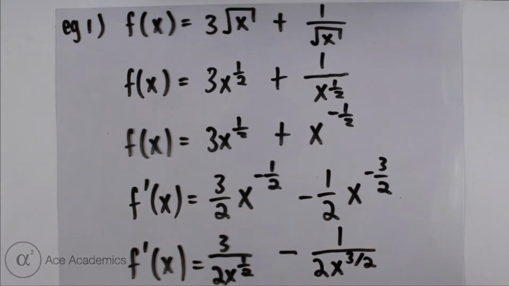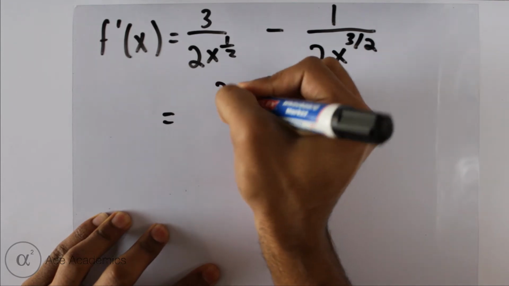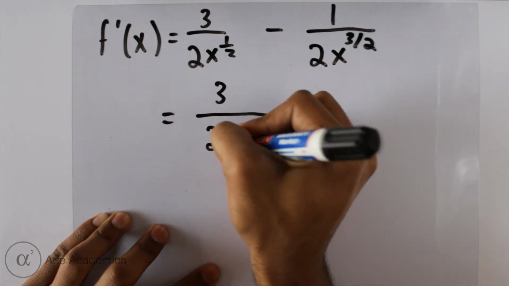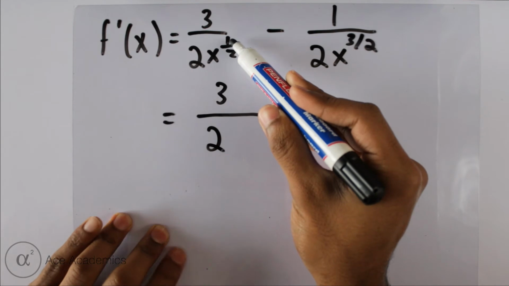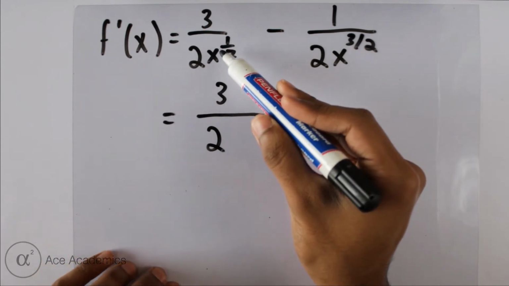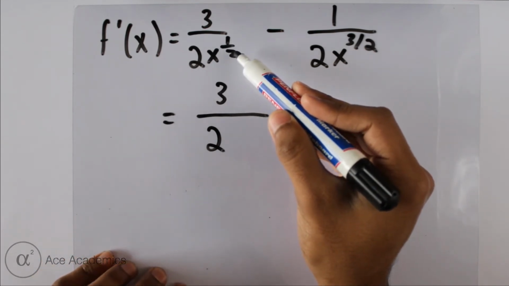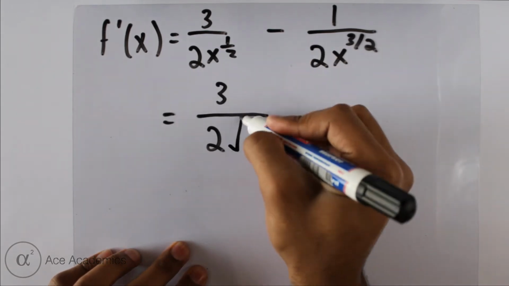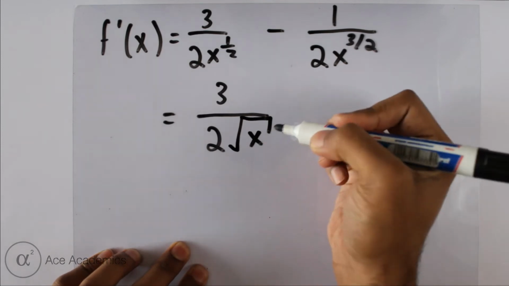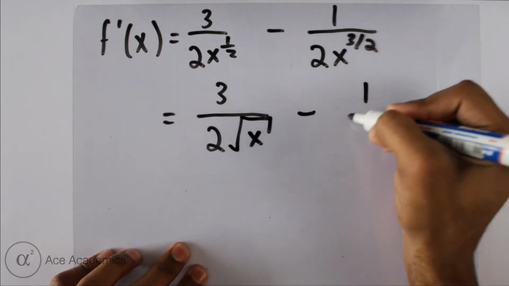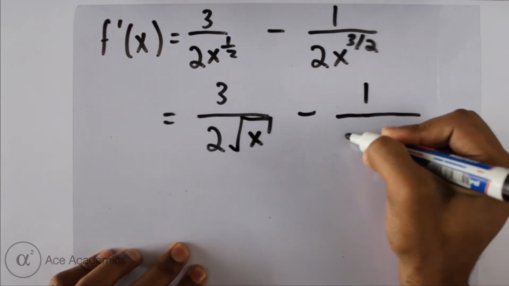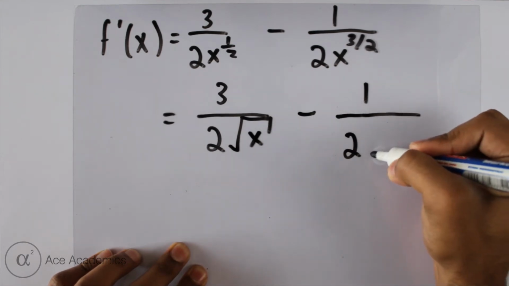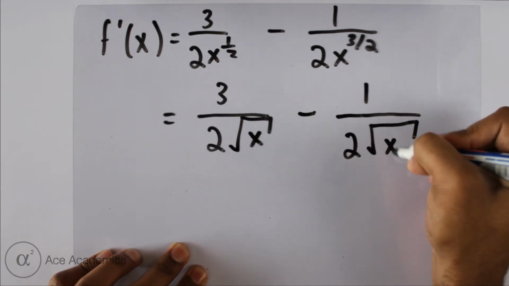Now, we can get rid of the fraction exponents by changing the exponents to surds. Remember, the numerator in the fraction of the exponent is the power of x, and the denominator is the power of the root. So x to the power half simply becomes the square root of x. And changing x to the 3 over 2 becomes the square root of x to the power 3.